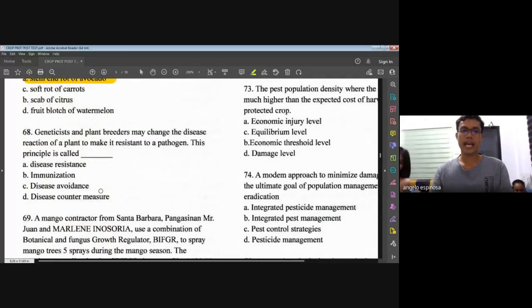Number 68. Geneticists and plant breeders may change the disease reaction of a plant to make it resistant to a pathogen. This principle is called blank. The correct answer is letter B, immunization. Okay, that is immunization. Kasi resistant, oh, make it resistant.